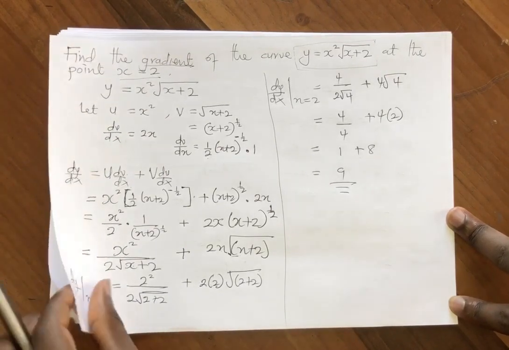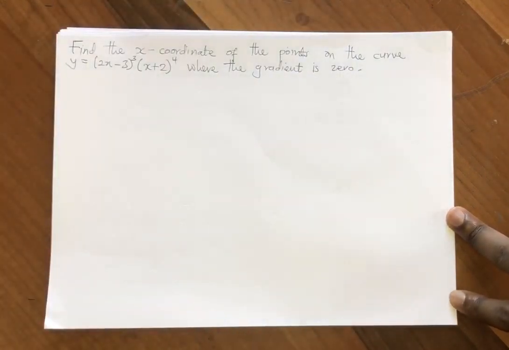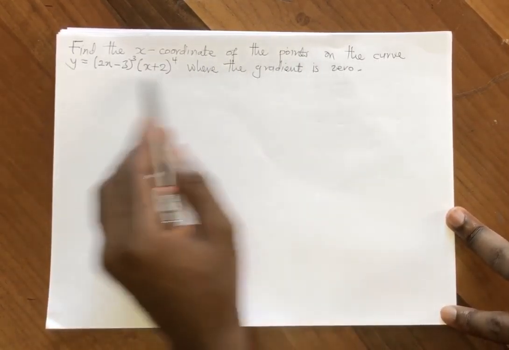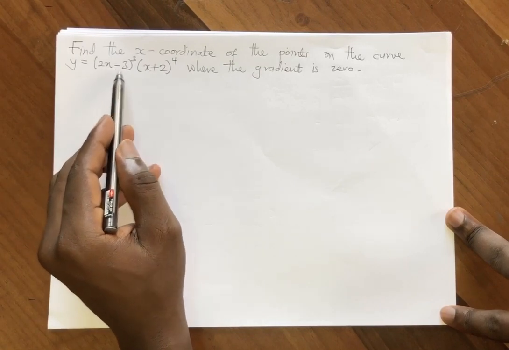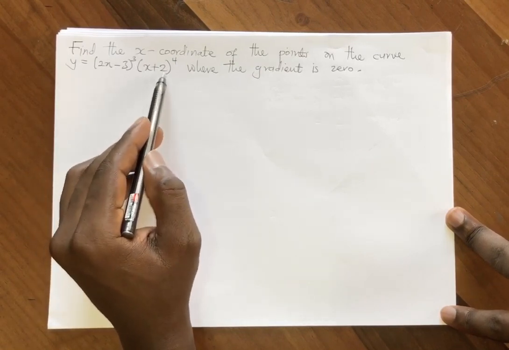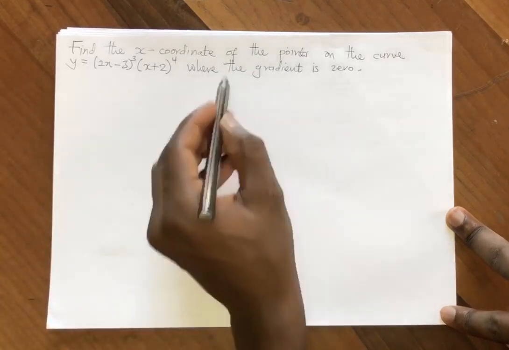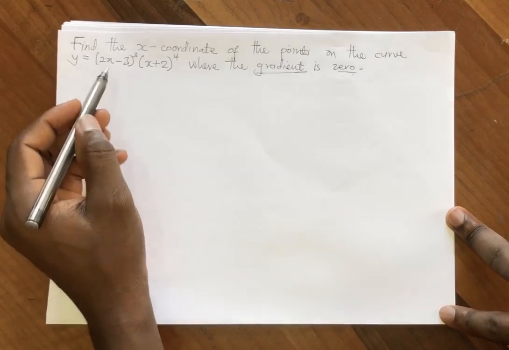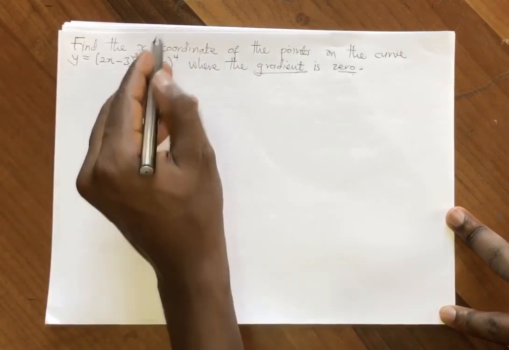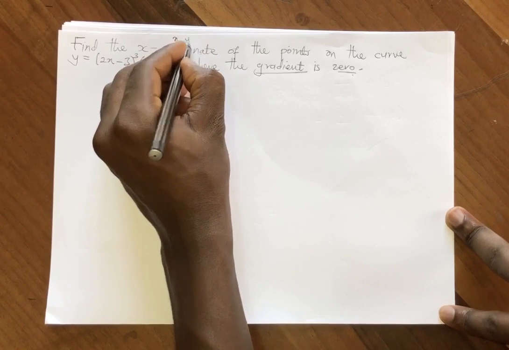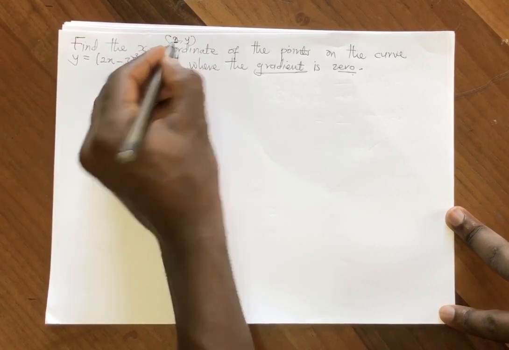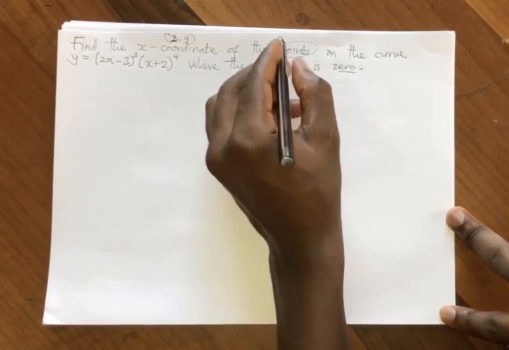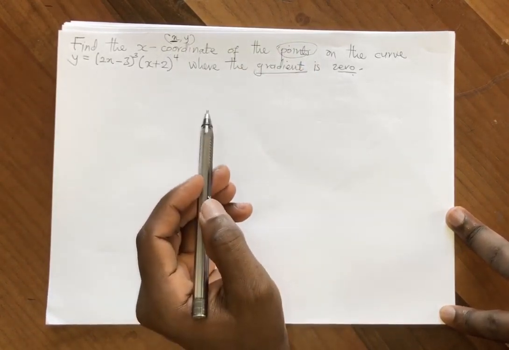Let's take the second example. Find the x coordinate of the points on the curve y equals 2x minus 3 all raised to the power 3, x plus 2 all raised to the power 4, where the gradient is equal to 0. So we know gradient is equal to 0. Now, we are also told to find the x coordinates. Coordinates are x and y, but this question wants us to find only the x of the points. So we will find more than one x value. Put that in mind.